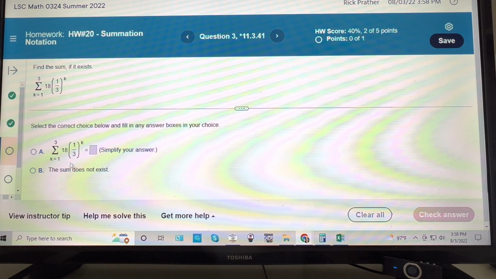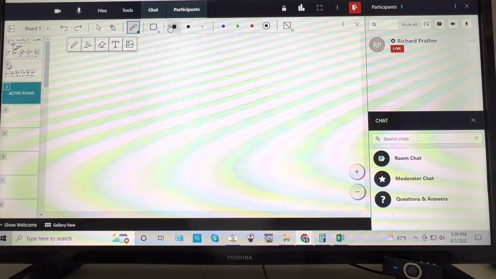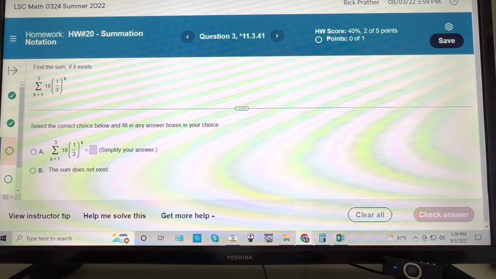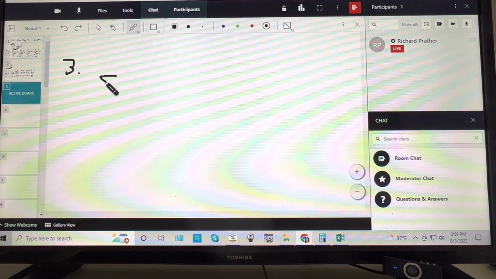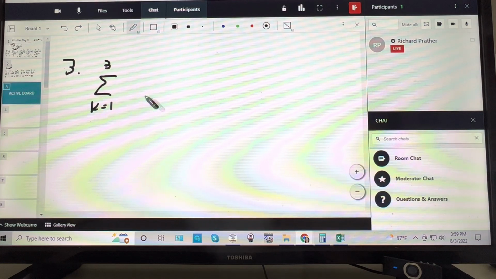Okay, so now we have sum k equals 1 to 3, so we only have 3 cases to do. 18 times 1/3 to the k. And there's a k at the bottom, and there's only 1 k in the expression. K equals 1 to 3. 18 times 1/3 to the k.